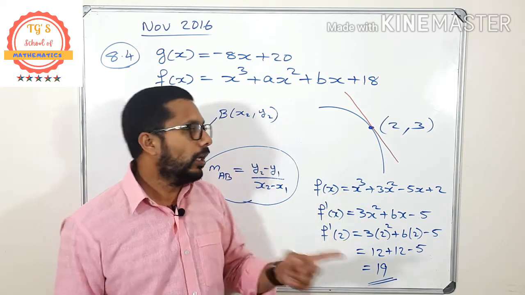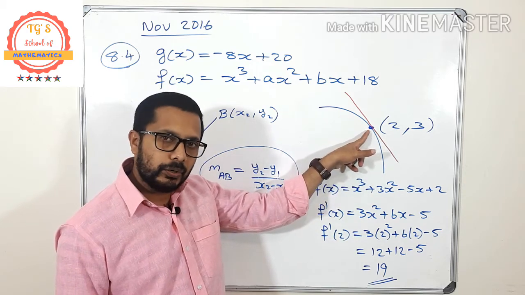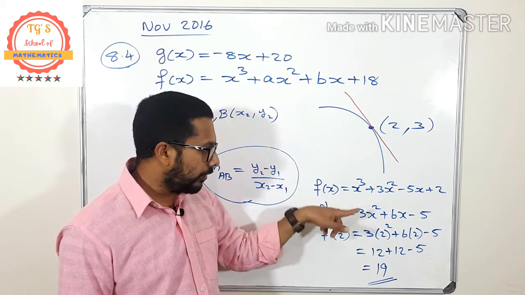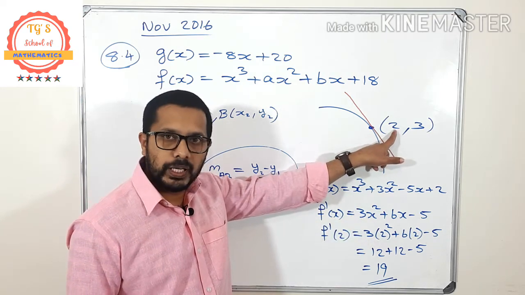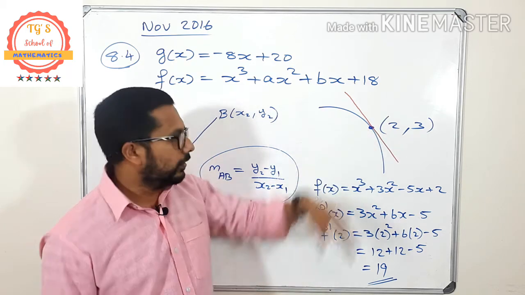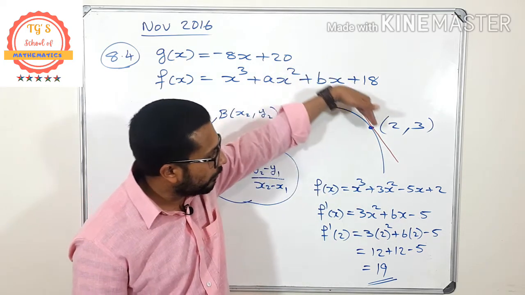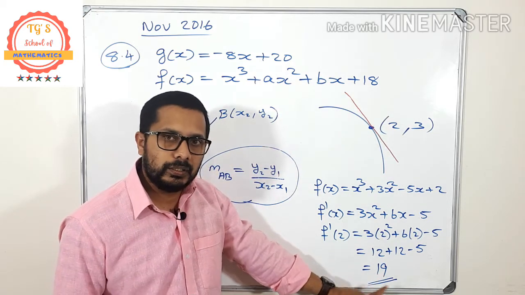So you studied two things. What is the first one? How to find the gradient of a curve at a particular point. First you find the derivative of the equation, then in that derivative you substitute the value of x at that particular point. What is the second one? The gradient of the tangent of a curve passing through that point is the same as this gradient.